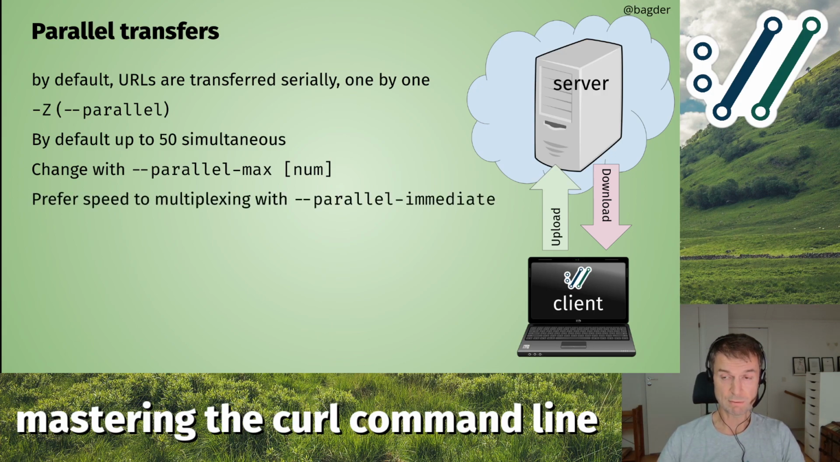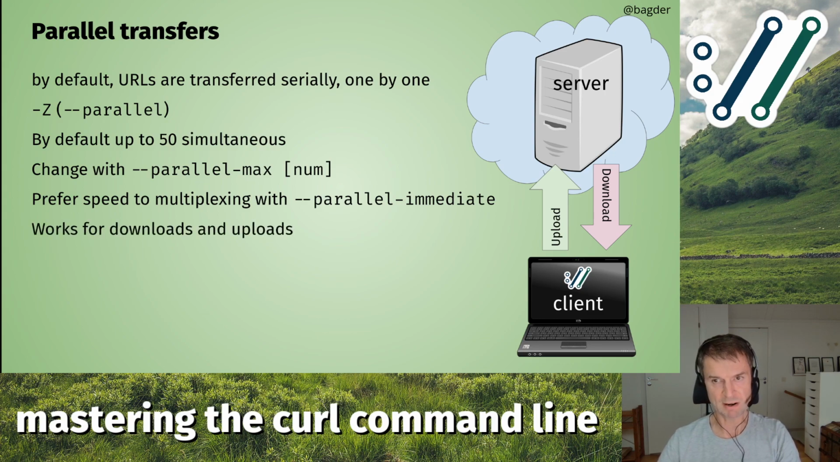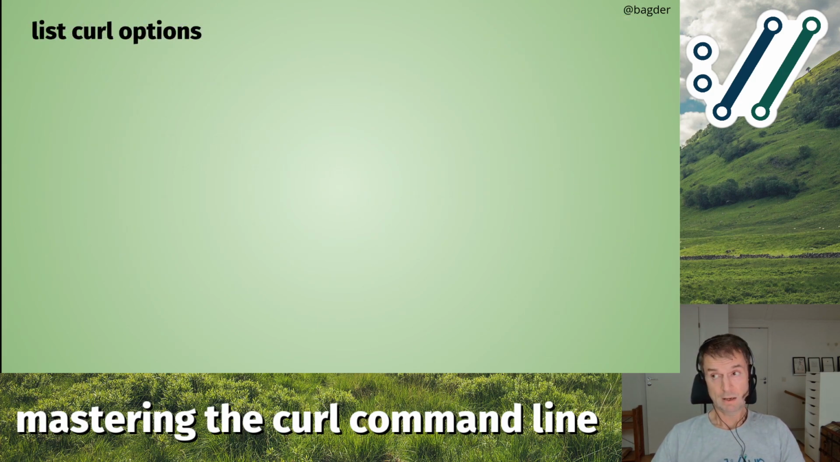And you can also tweak it a little bit, and say you prefer multiplexing or not multiplexing by using this parallel-immediate option, which changes the priorities for curl and how it does things. And you can do them in both directions. It's really handy if you have a lot of different downloads, and in particular if they're independent of each other, why not get them all at the same time?